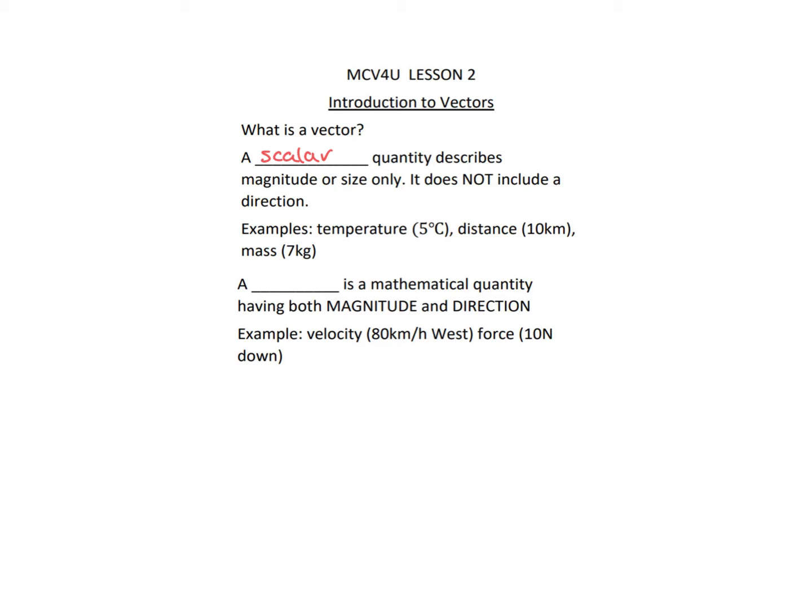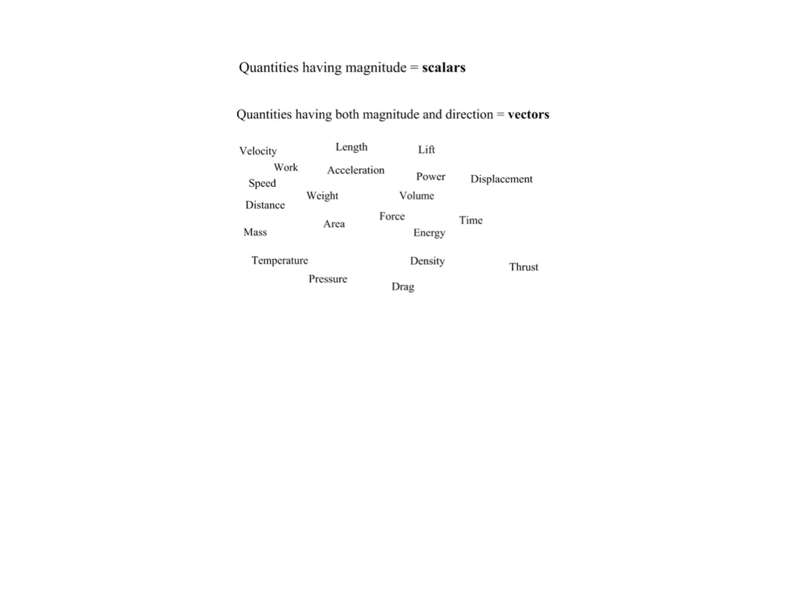A vector quantity, or a vector, is a mathematical quantity that has both magnitude and also has a direction. So for example, velocity might be described as 80 kilometers per hour in the westerly direction, or we might have a force where we are pulling down by a force of 10 newtons. So here are a few quantities, and we want to determine which ones are scalars and which ones are vectors.